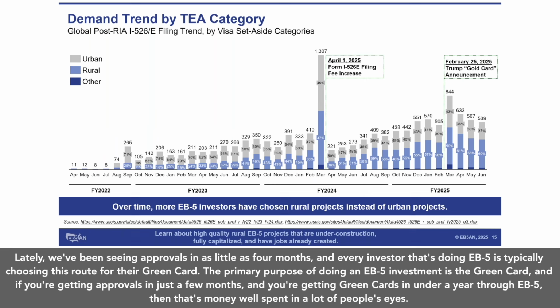Lately we've been seeing approvals in as little as 4 months, and every investor that's doing EB-5 is typically choosing this route for their green card. The primary purpose of doing an EB-5 investment is the green card. And if you're getting approvals in just a few months and you're getting green cards in under a year through EB-5, then that's money well spent in a lot of people's eyes.